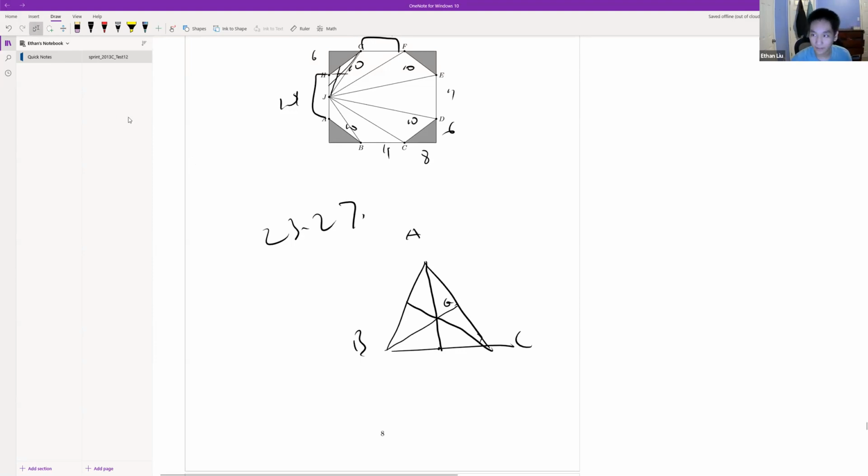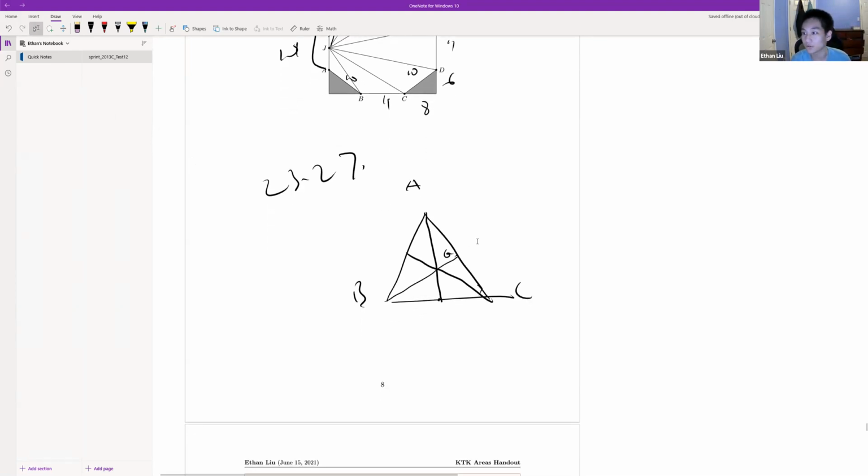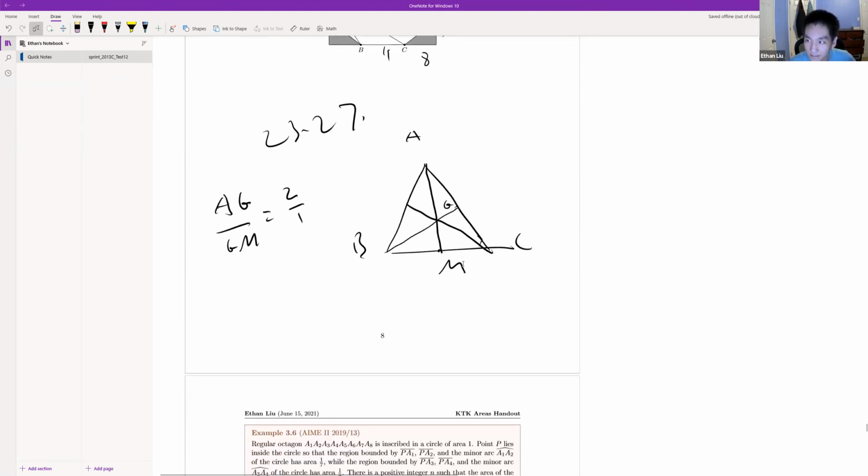So let's talk a little bit about the areas here, because this is actually an interesting result in and of itself. I am about to prove this fact that is important. AG over GM equals 2 over 1. And maybe some of you have seen this before. I know that it is technically taught in middle school geometry classes, but I don't know if all of you have exposure to those. So this thing. How do they prove this?